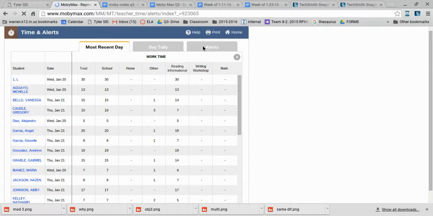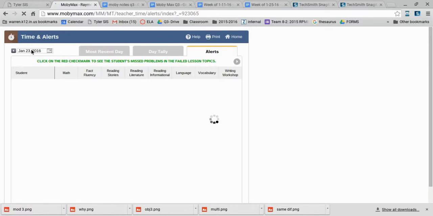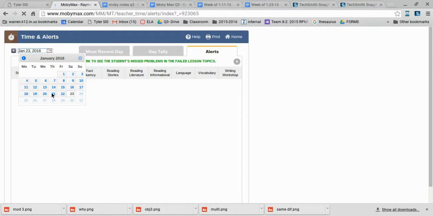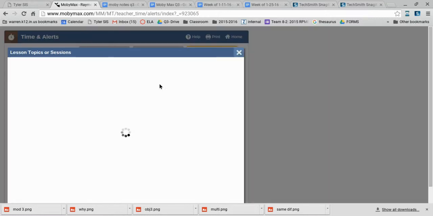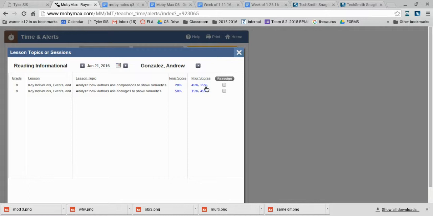Also, there's alerts. So I can go to a particular day. So for instance, my kids were on the other day, I think on the 21st. They were on reading informational. If they did not get at least a 70%, which is what I set, I can pull this up. They've done this one lesson 3 times. They got a 25%, a 45, and then a 20. Like, why are you going down when it's telling you what the right answers are?